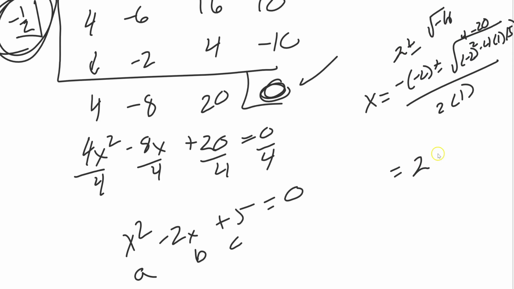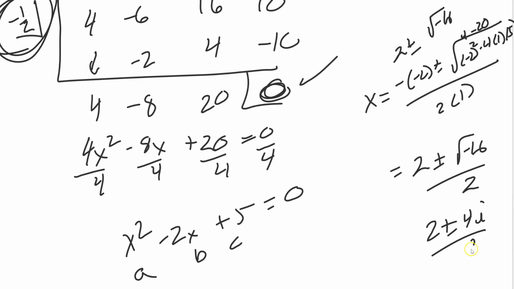So 2 plus or minus negative 16 over 2, which is 2 plus or minus 4i over 2. Now remember, the 2's don't cancel. Doesn't work that way, right? You've got to factor out, did it divide everything by 2 or factor out a 2? The 2's do not cancel.